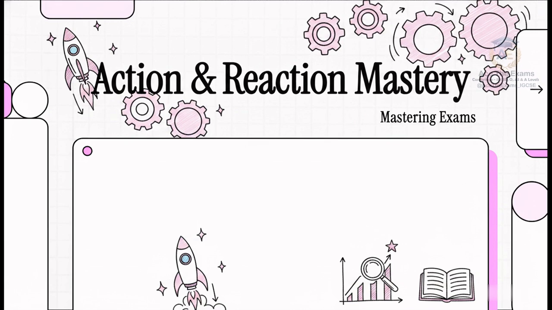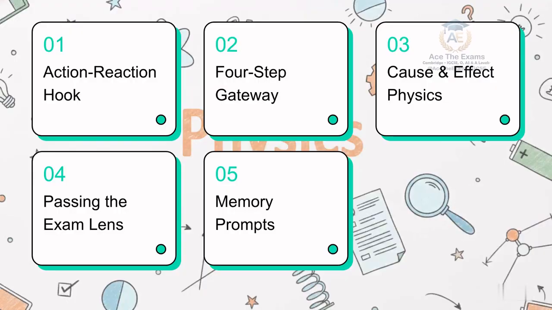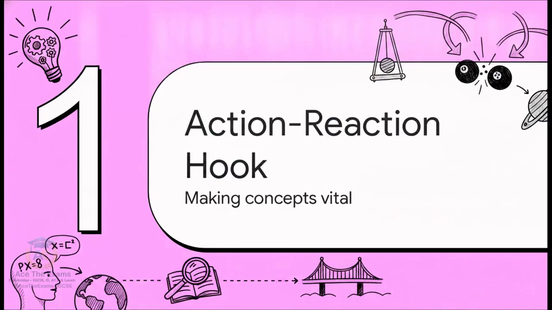We're stepping into the role of the strategist to build a foolproof exam framework around the concept of action and reaction, taking you from 0% mark potential to an absolute 100%. Here is your logical flight path for today's extraction. 1. The action-reaction hook. 2. The 4-step gateway. 3. Cause and effect physics. 4. Passing the exam lens. And 5. Revision memory prompts. Let's move. Section 1. The action-reaction hook.